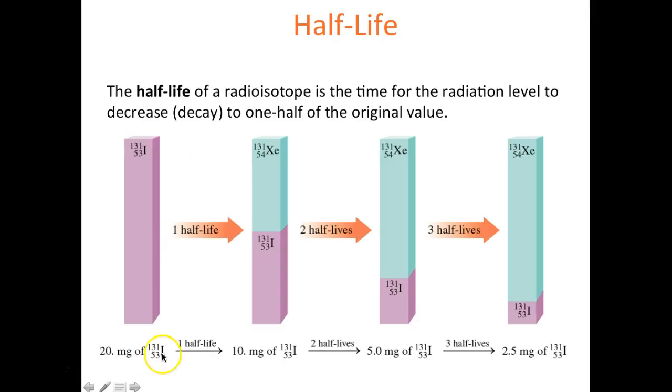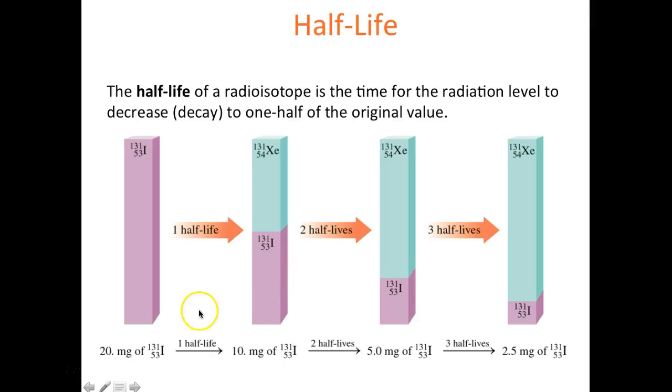You can see here iodine-131 was initially 20 milligrams. After one half-life, it became 10. So that time that it took to become half of what it was originally is referred to as one half-life. This continues on: by the second half-life it becomes 5, by the third it becomes 2.5.